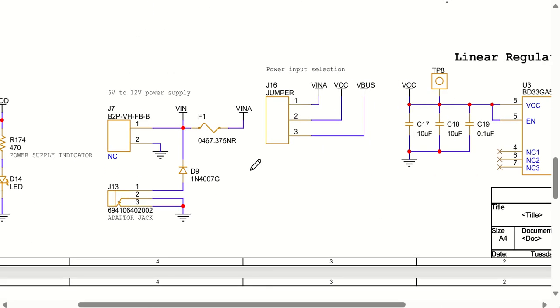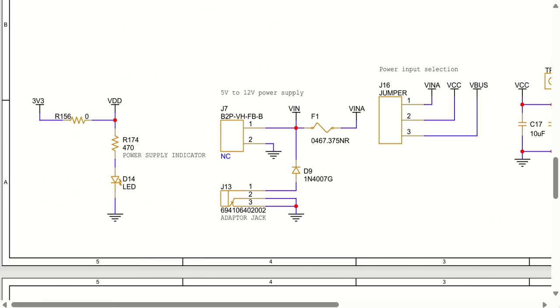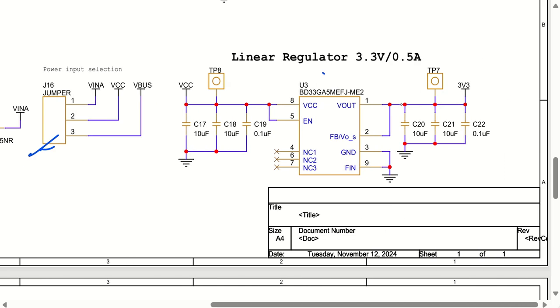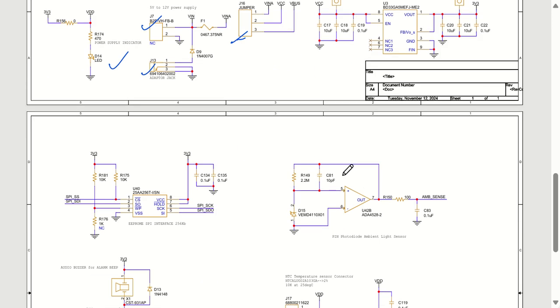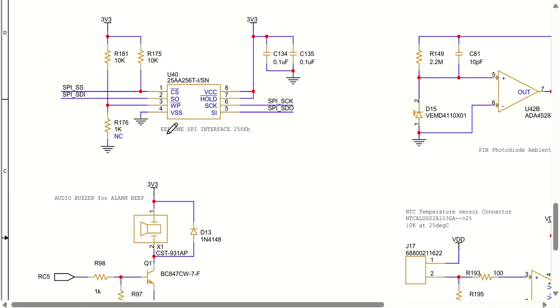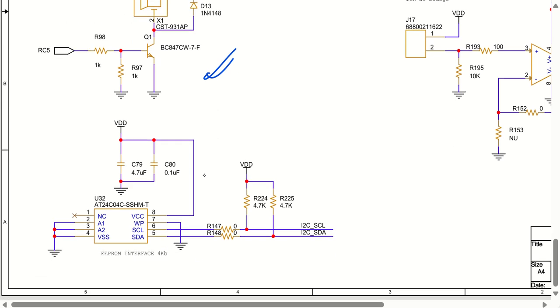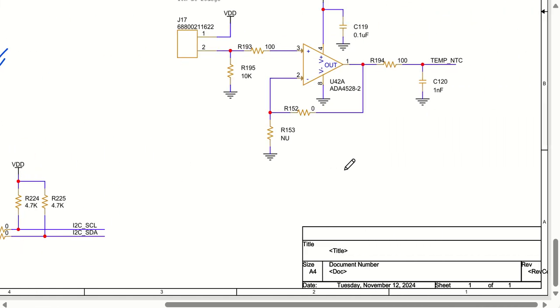Then we need power supplies. As you can see, we have a power indicator, a power connector, power jacks, and power selection pins. Then we have this, one of the best LDOs, from any input to 3.3 volt output. And last, we have one SPI interface EEPROM. Then one alarm buzzer, that is an audio buzzer. One more EEPROM is there using the I2C interface.